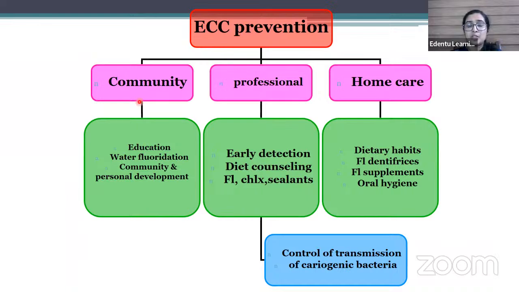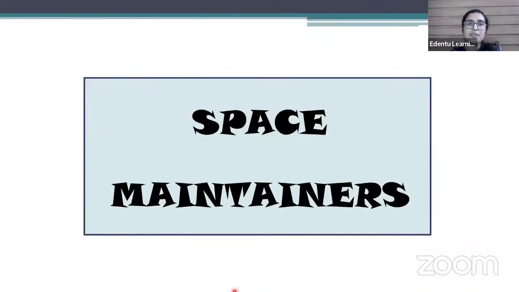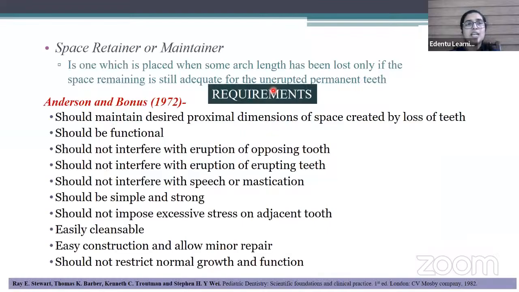The main reason, whatever the method of prevention or however we implement it, is that we have to control the transmission of this cariogenic bacteria. Now getting on into space maintenance, which is yet another important question which has been asked multiple times. So let's start with the definition of a space retainer, or very commonly called a space maintainer. It is that particular appliance which is placed when some arch length has been lost, only if the space remaining is still adequate for the unerupted permanent teeth.